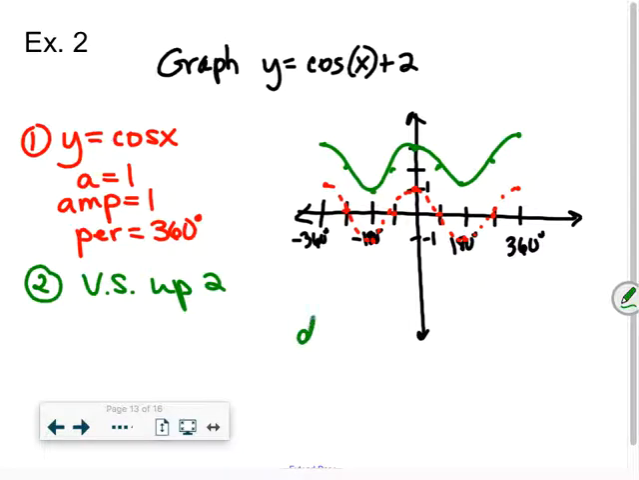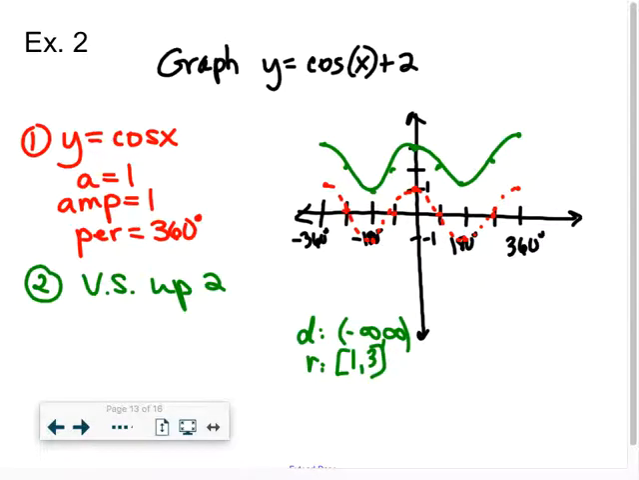So Mo, what's my domain for this graph? Negative infinity to infinity. All right, Jacob, what do you think the range is? Yeah, 1 to 3. Now let's go back in time to 13.1.